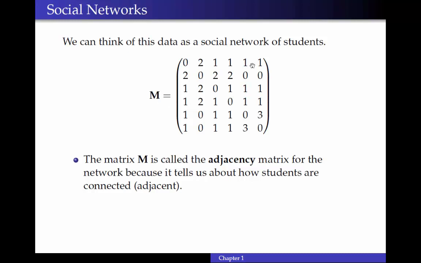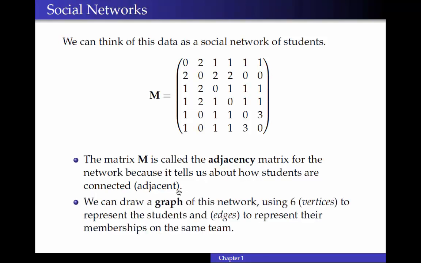And if we'd like, we can think of this data as a social network of students. And in a network, this matrix M is called the adjacency matrix because it tells us about how the students are connected or adjacent to one another.